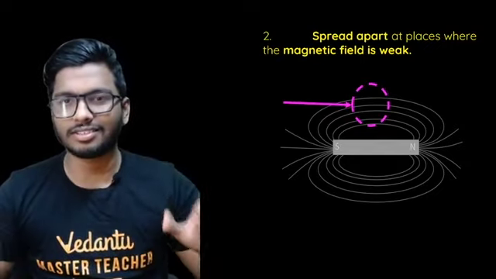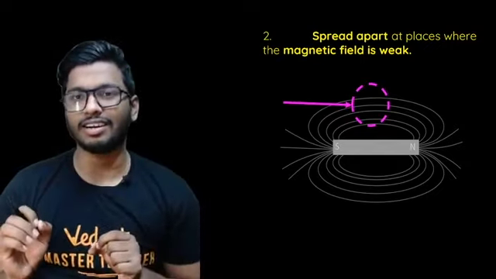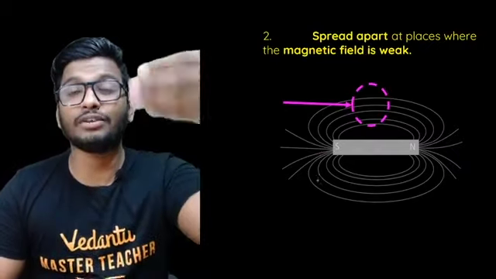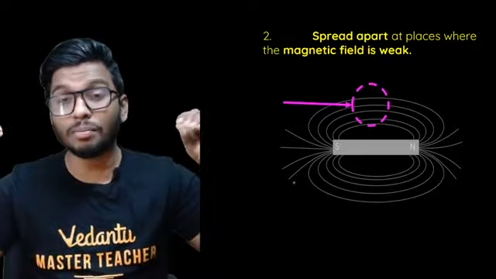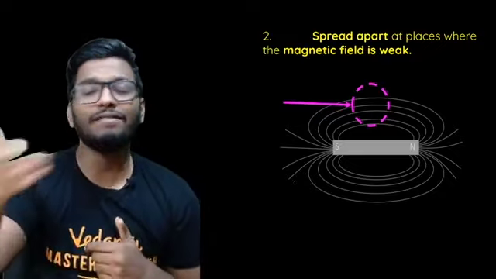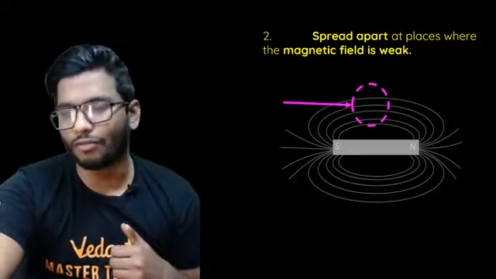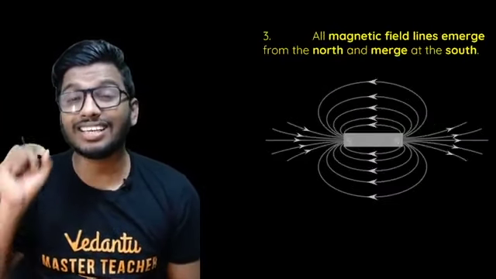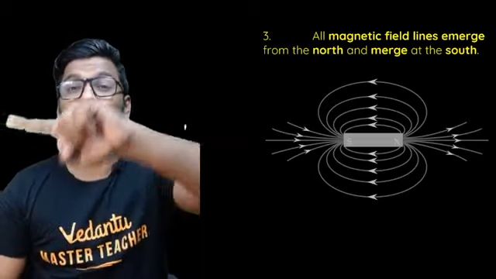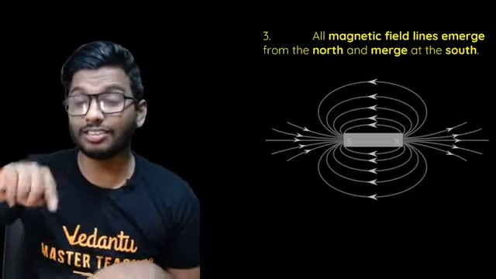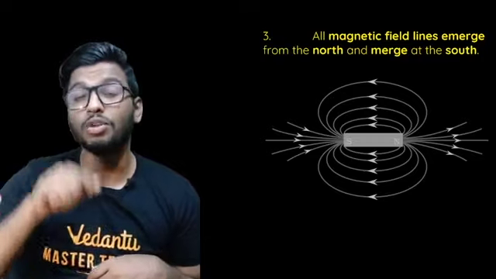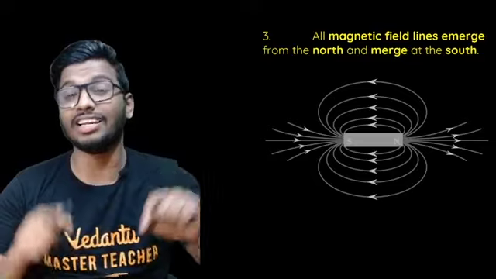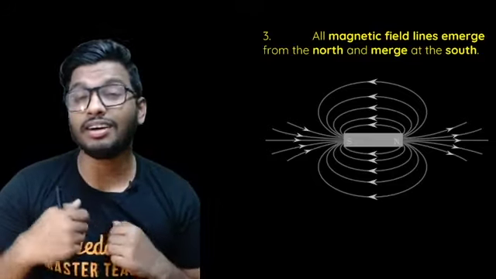So from this, you can clearly come to the conclusion that the magnetic field is always stronger at the poles compared to the middle of the magnet. It is very concentrated at the poles and very weak in the middle of the magnet. The third thing is this, guys: the magnetic field lines always emerge from the North Pole and go to the South Pole. It doesn't go from south to north, it always goes from north to south, outside the magnet.